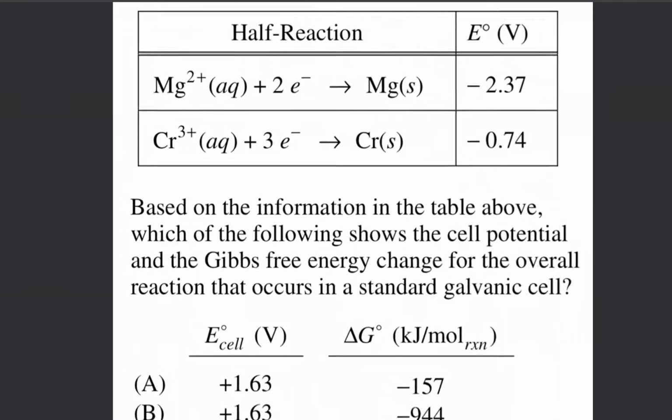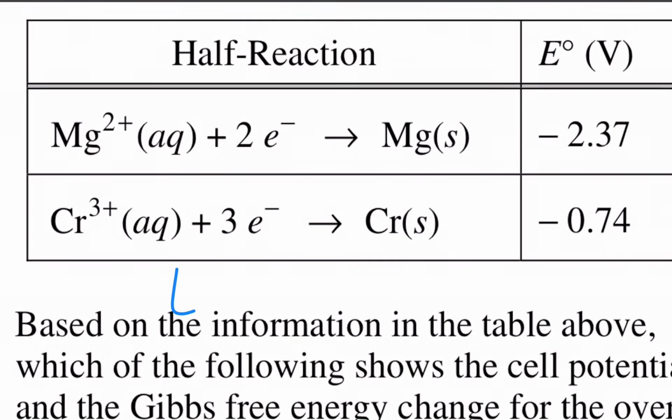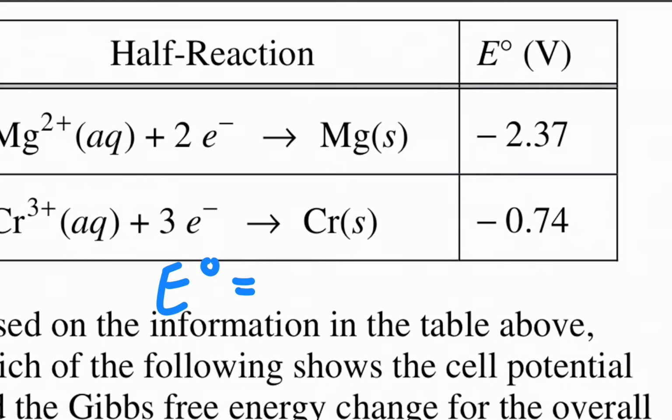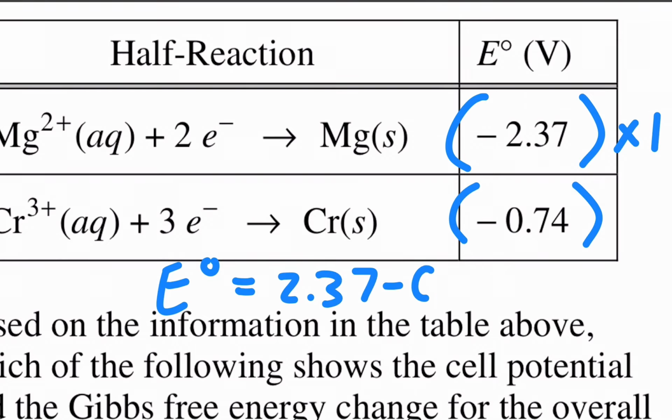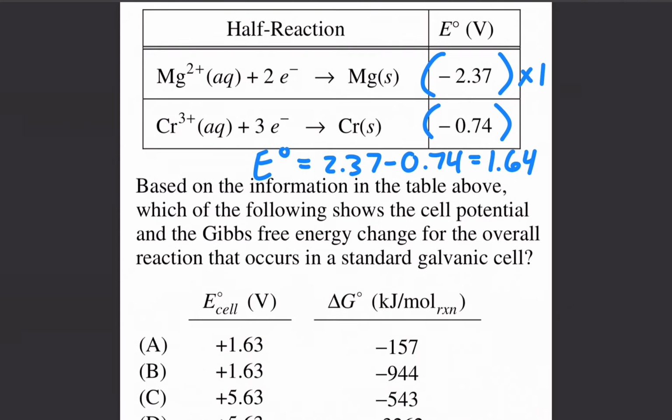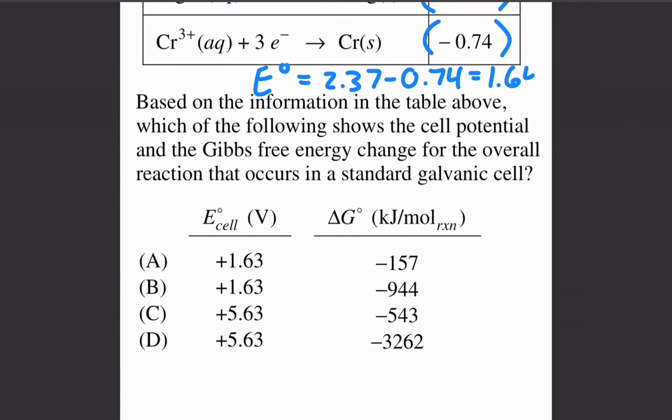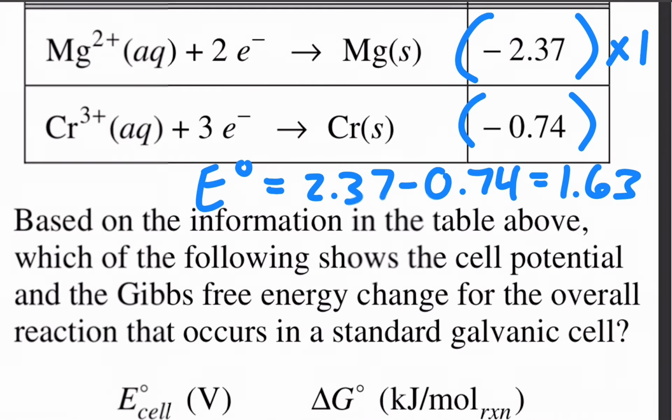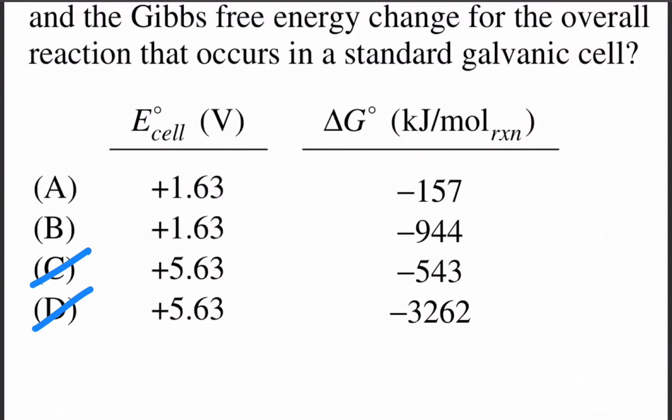Okay, so first let's get the E cell, the standard. The standard would be, we're going to flip the first one and keep the second one so that we get a positive number. So 2.37 minus 0.74. On paper, you can get that as 1.64 volts. So, sorry, 1.63 volts. So we can eliminate choices C and D.